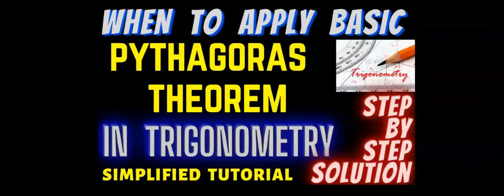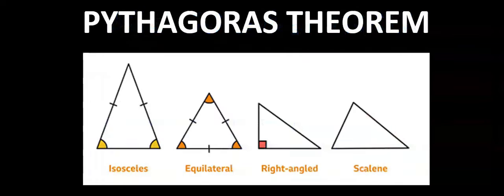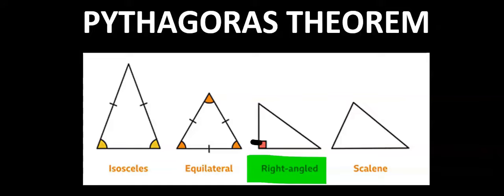When are you expected to apply Pythagoras theorem? Number 1. The triangle must be a right-angled triangle. That is, one of the angles must be 90 degrees.